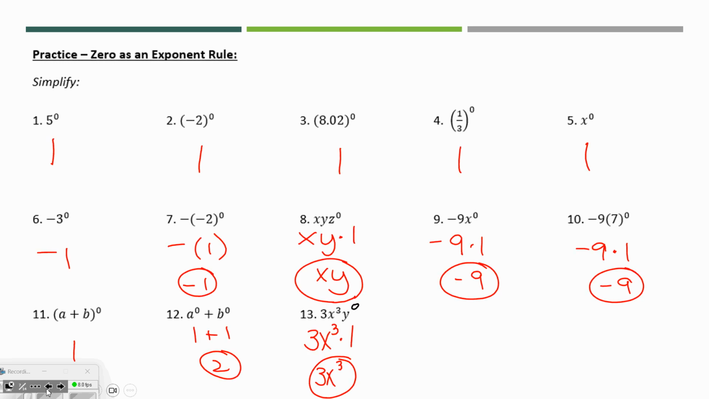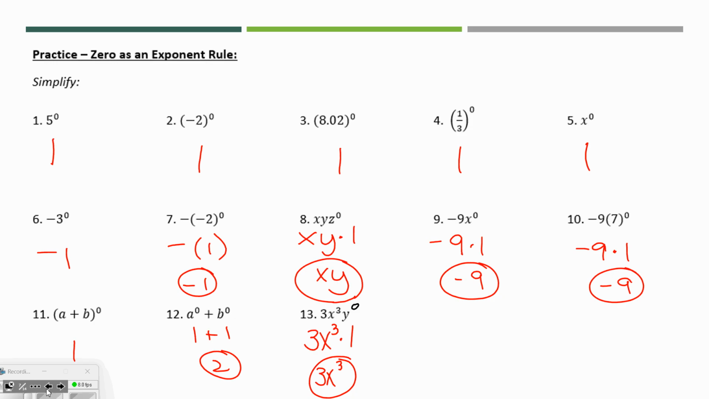Okay. Here are answers to those practice problems that you just worked on. Now, it might have been tempting, because I see a lot of 0 exponents, to just say 1, 1, 1, 1, 1. All the answers are 1. But not all of them are 1. And I want to point a few things out.